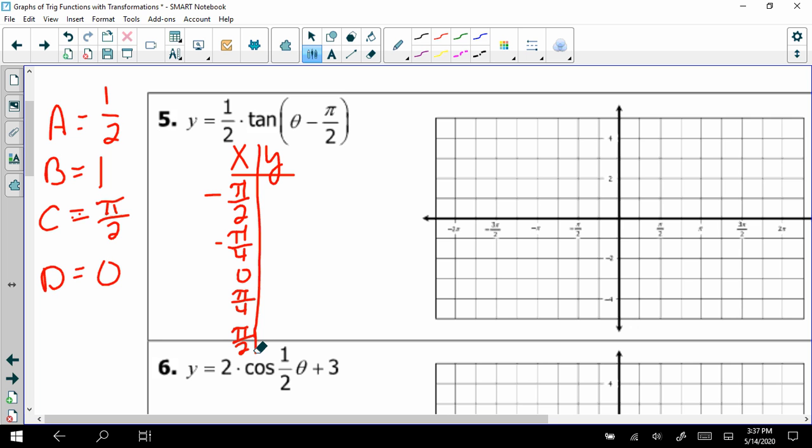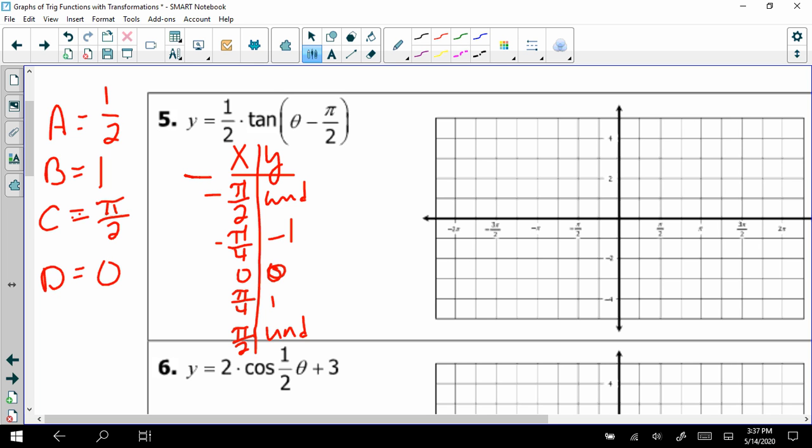Okay, undefined here. I'm just going to write UND for undefined. At negative pi over 4, it's negative 1. At pi over 4, it's 1. And at 0, it's 0. Again, you're going to get to where you memorize those, but look at your unit circle if you need help.